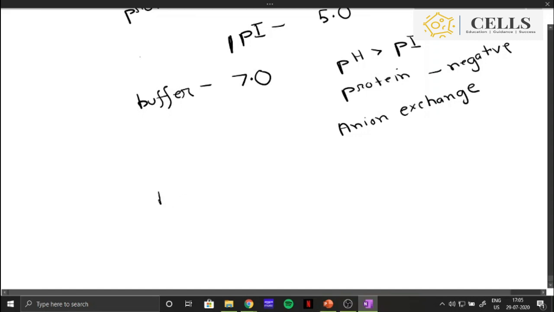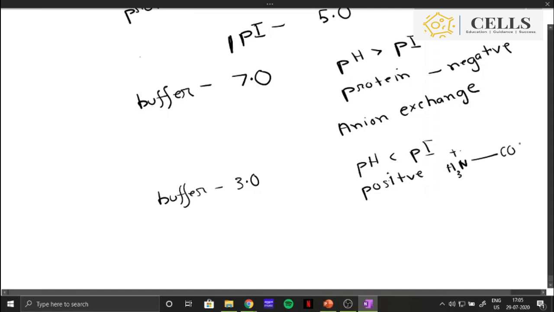Now you are using a buffer which has a pH of 3.0. pH is less than pI. Protein is present in positive form. Positive charge means H3N plus protein COOH. Here the protein has a negative charge, that is H2N protein COO minus. So use anion exchange chromatography for this.